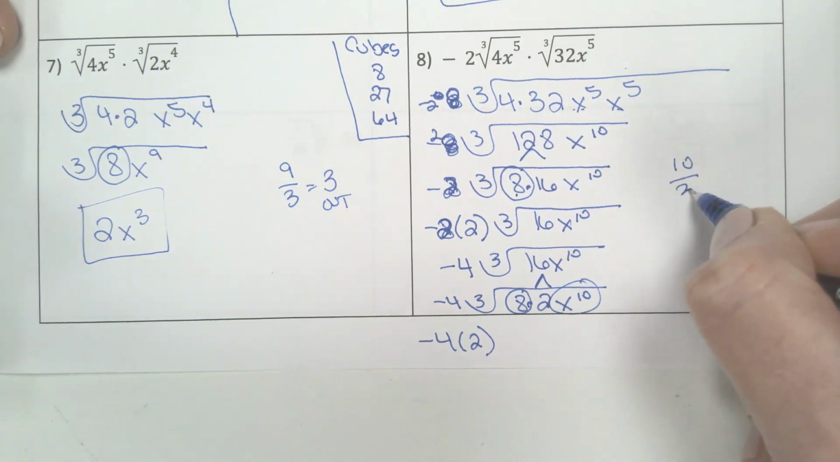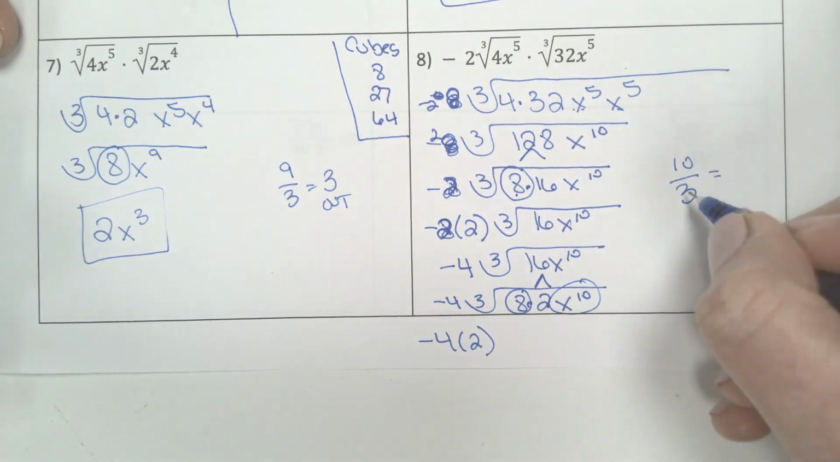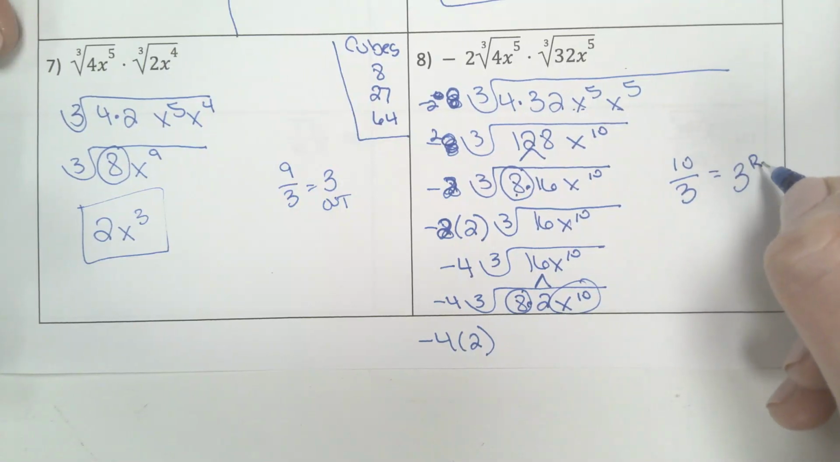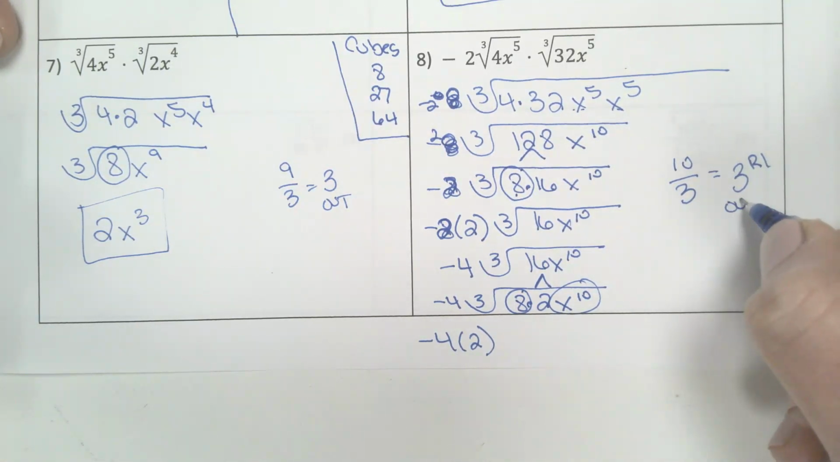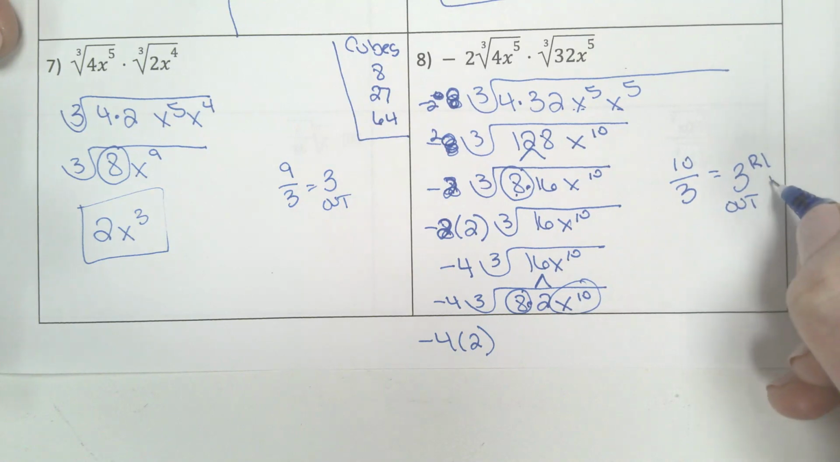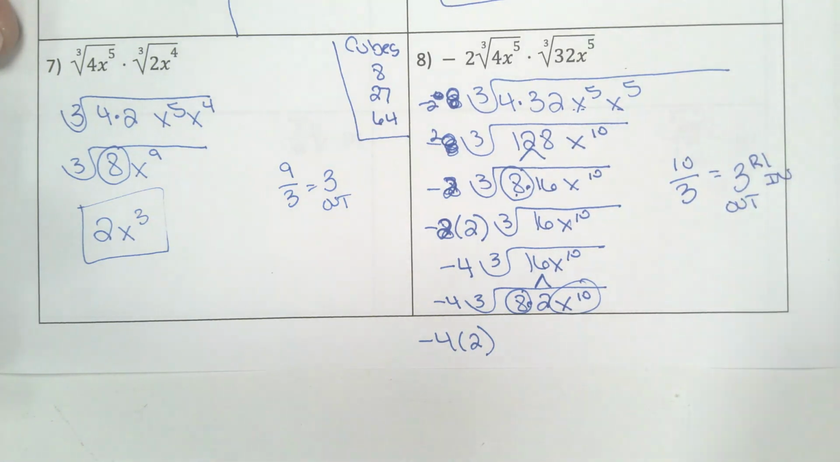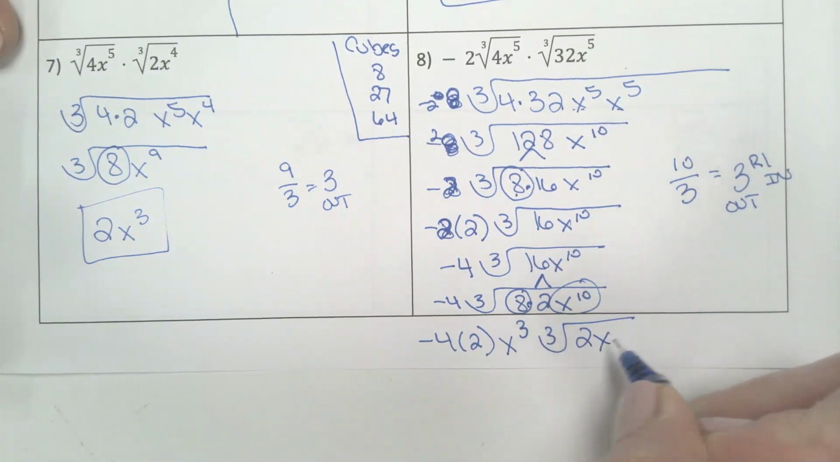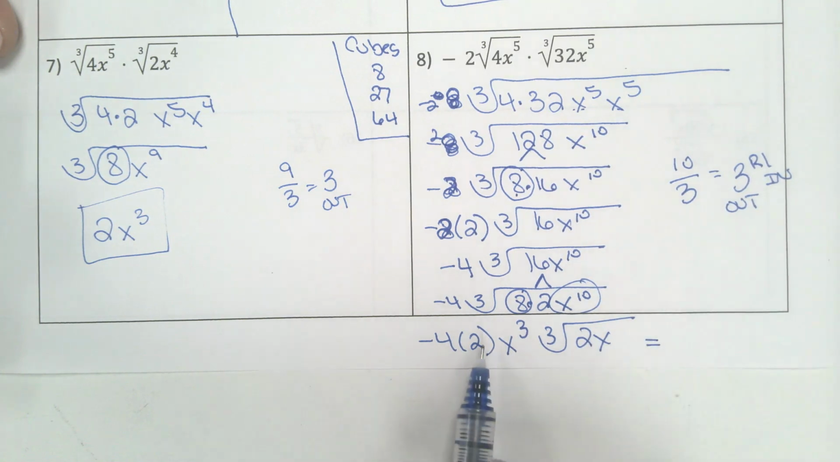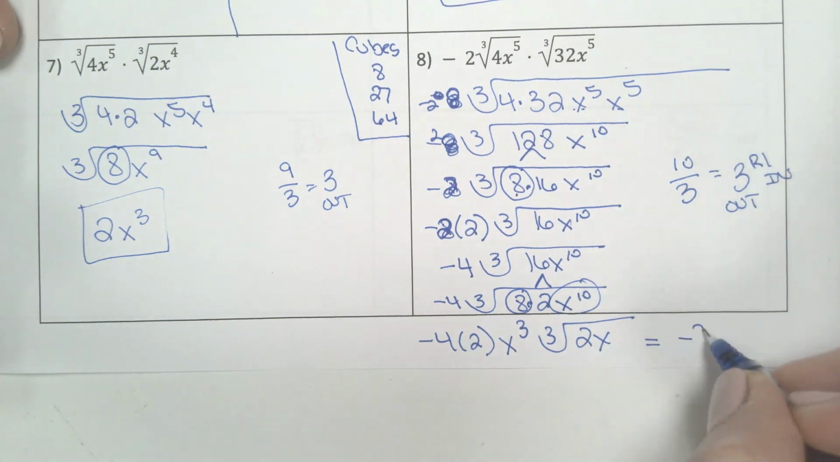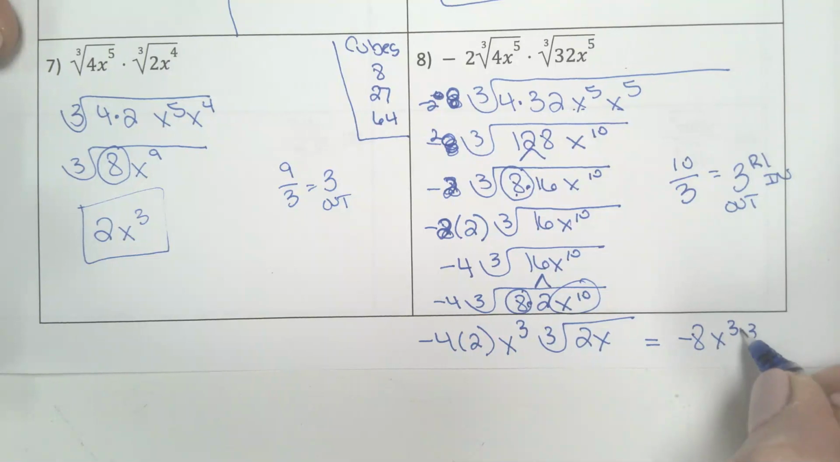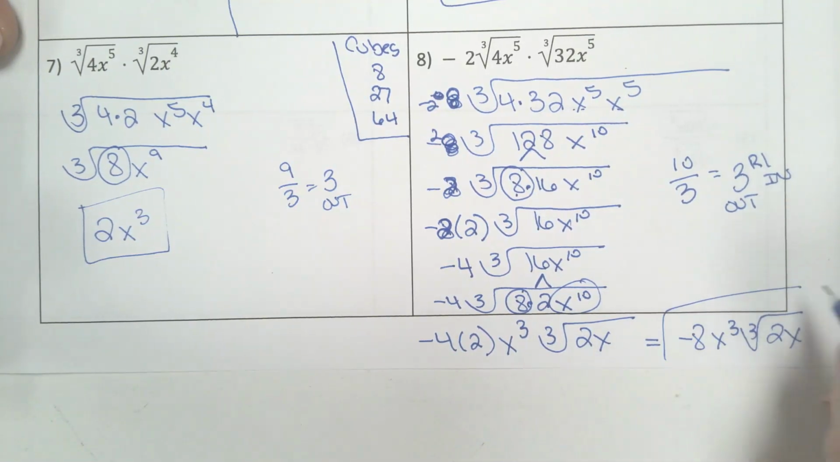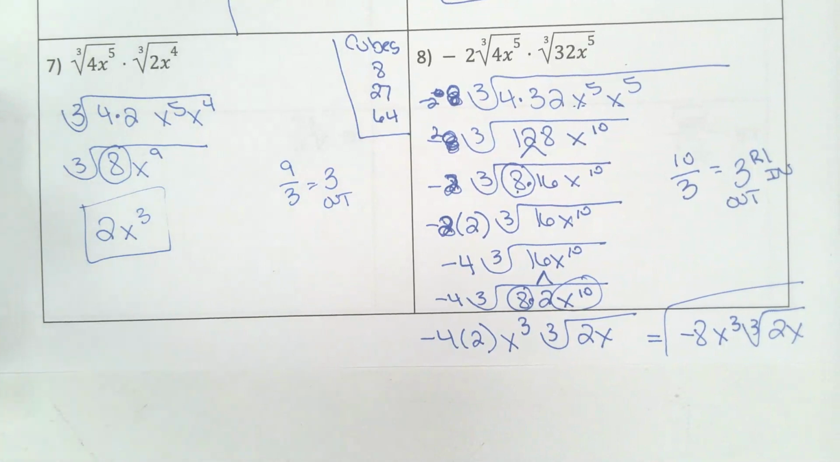So I have 10 divided by 3. That goes in there 3 times with 1 left over. So that tells me 3 x's can come out and one of them stays in. X to the 3rd, the cube root of 2x. And then I would finally multiply those numbers and get negative 8, x to the 3rd, the cube root of 2x for my good final answer on that one. That is more of the same.